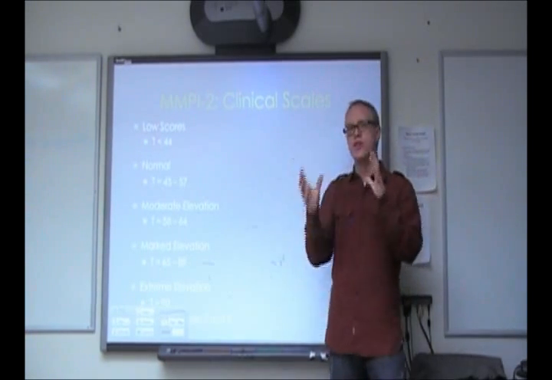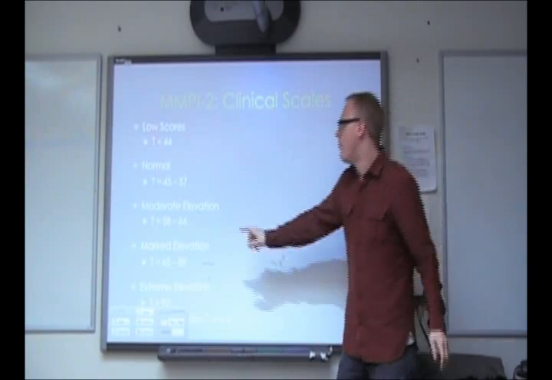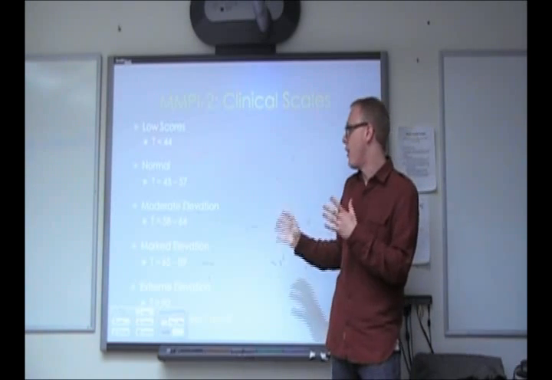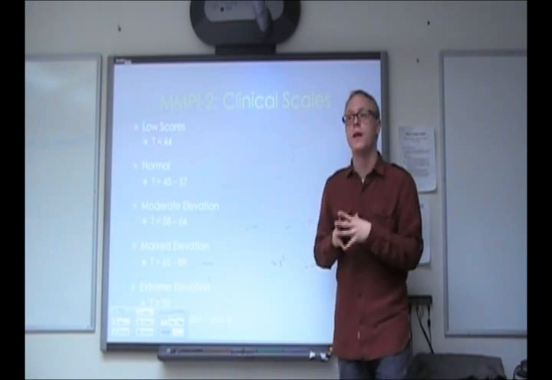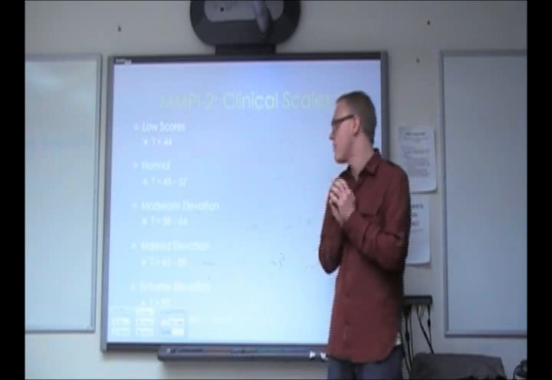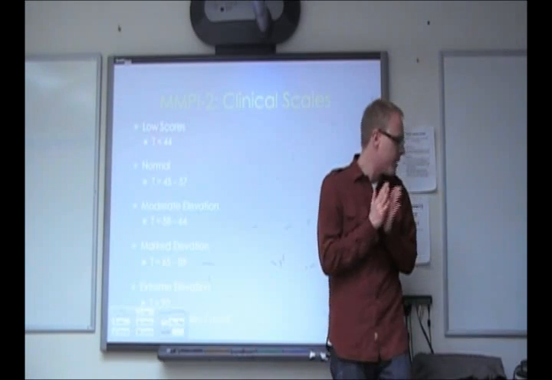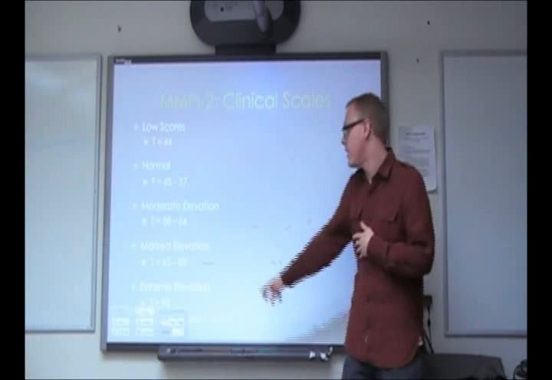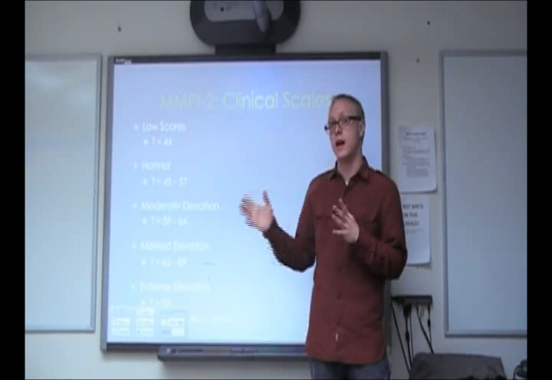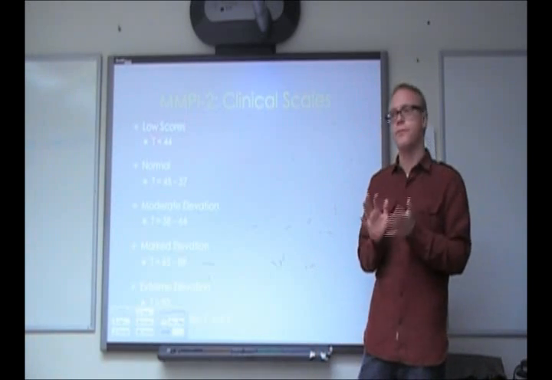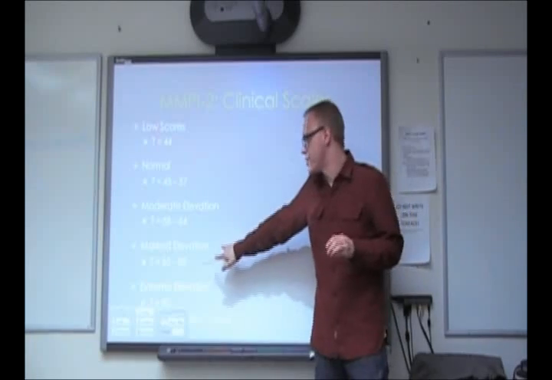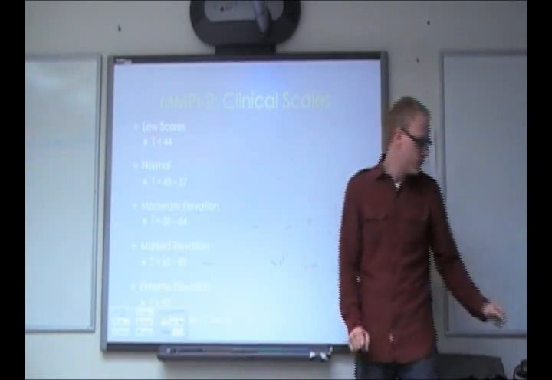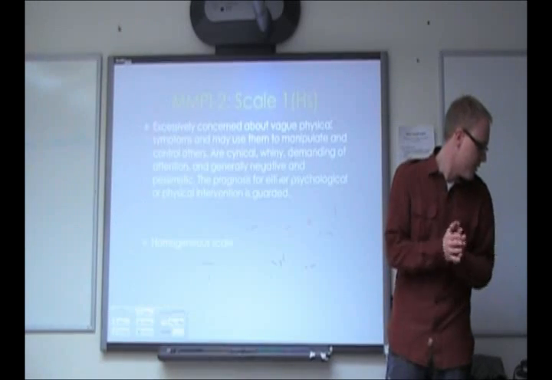So that's where you can start interpreting. You can see where things are. A marked elevation is when you would really focus on that for interpretation. That's what a high score would be, 65 to 89. And in some cases, essentially only for scales 7 and 8, you're going to have an extreme elevation, which would be a T-score greater than 90. Usually, you just look at marked elevation, but only for scales 7 and 8, extreme elevations might have a slightly different interpretation. And we'll go over each one of those and see what they are.